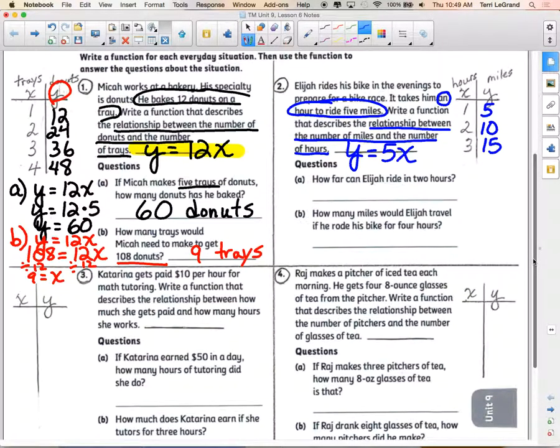A, how far can Elijah ride in 2 hours? Harley? 10. It's in our table, isn't it? It's right here. How far can Elijah ride in 2 hours? 10 miles.